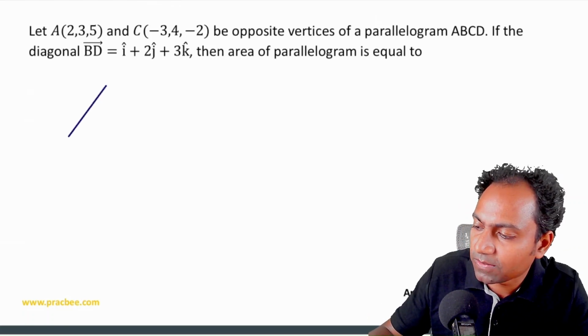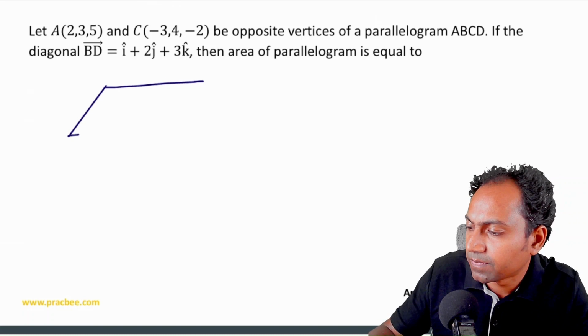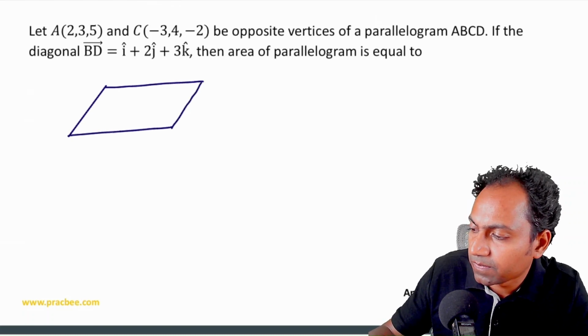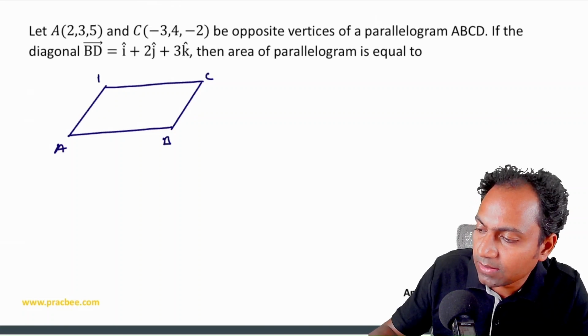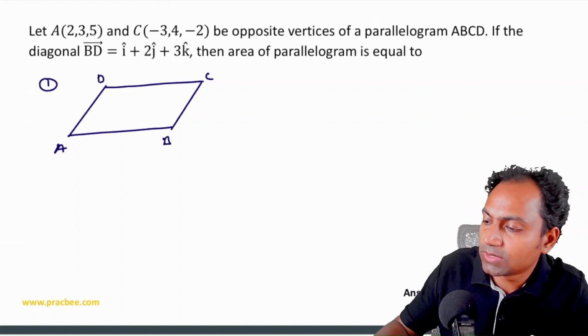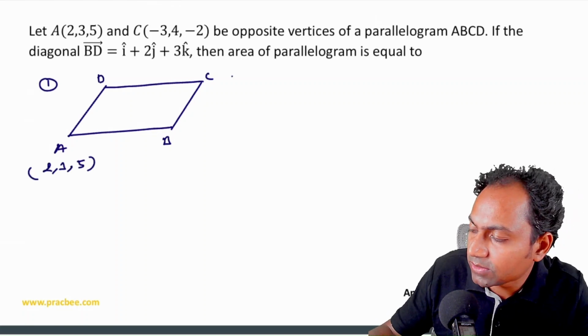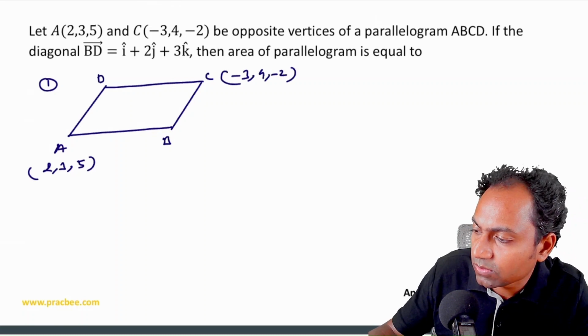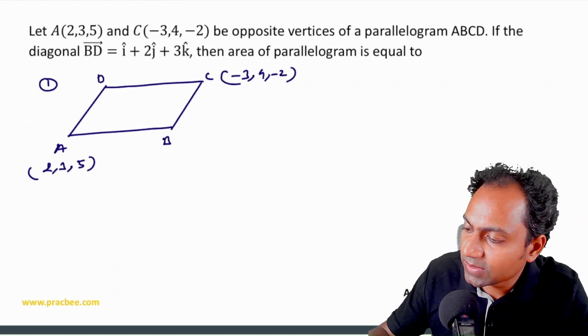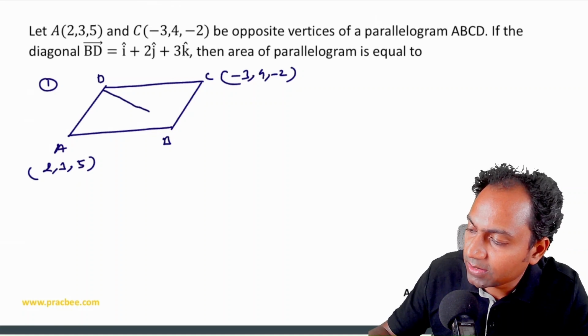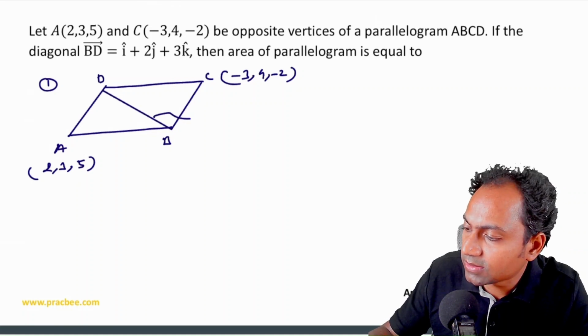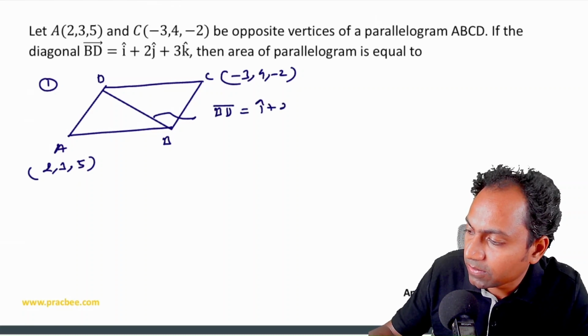So let us draw a parallelogram. This is A, B, C, and D. This is the first part. We can see that A becomes 2, 3, 5. C becomes minus 3, 4, minus 2. And what they have told us is basically, if I take this vector BD, it is nothing but i cap plus 2j cap plus 3k cap.